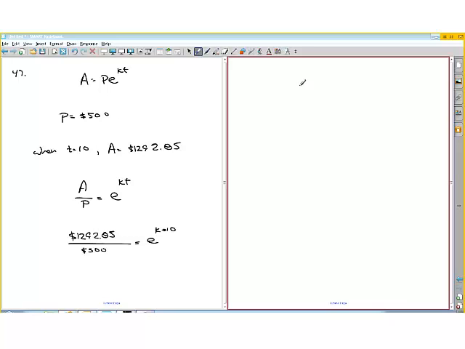Okay, so what is 1292.85 divided by 500? So we get 2.5857 is equal to e to the 10k. Take the natural log of both sides. The natural log of 2.5857 is equal to the natural log of e to the 10k. What is the natural log of the answer?